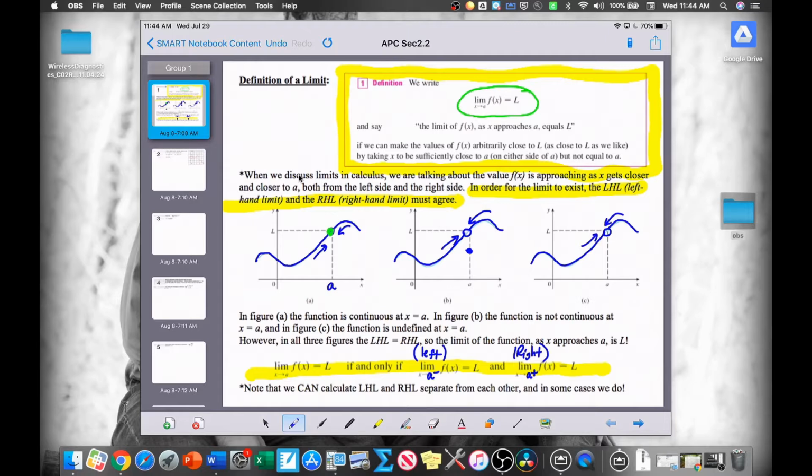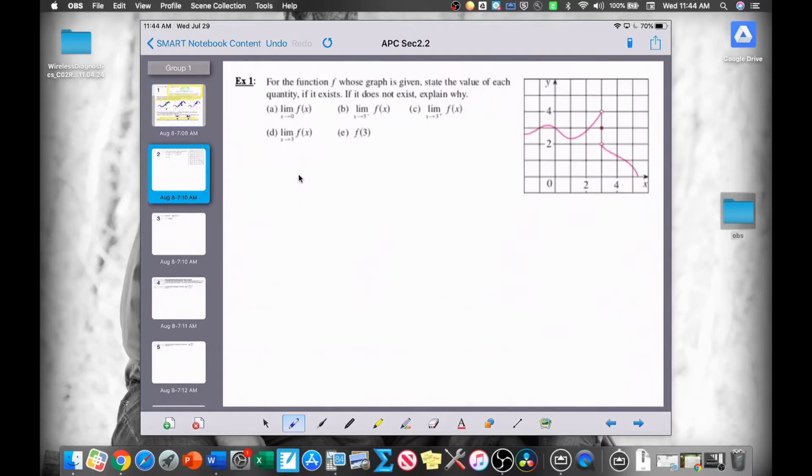Let's take a look at a first example here, and I think that will help illustrate what's going on. In our first example, it says for the function f, whose graph is given, state the value of each quantity if it exists. If it does not exist, explain why. All right, so for letter A, we have the limit as x approaches 0 of f of x.